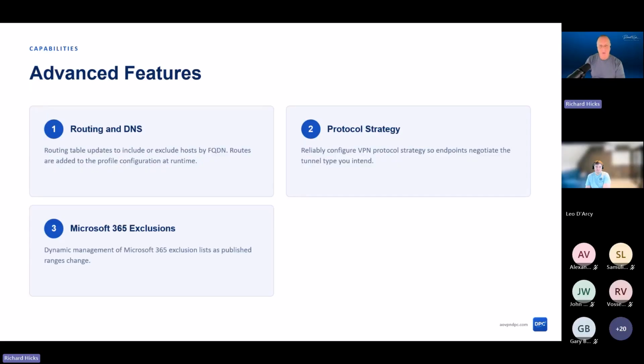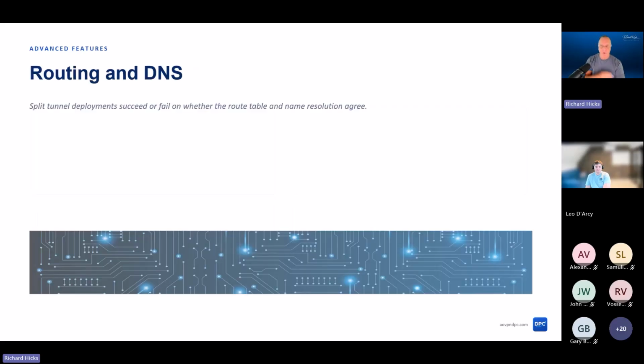Best practice there is to include the Microsoft 365 destinations. That is a mile-long list of IP addresses and subnets that you would have to manually define. And by the way, those change. So we're going to talk about that a little bit more in just a second. We've also included some stability improvements to help reliability and performance.